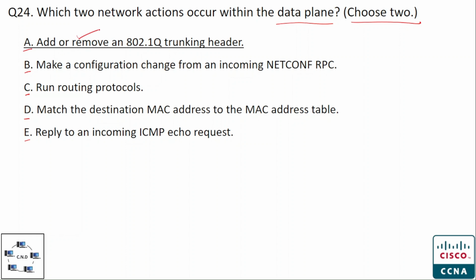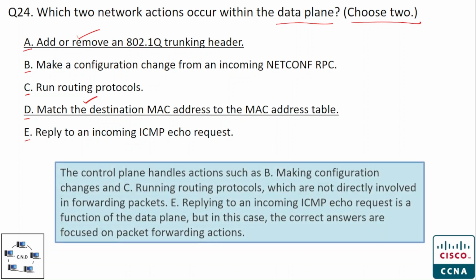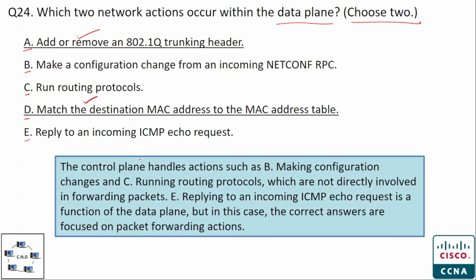Option A, add or remove an 802.1Q trunking header. And the second correct option is option D, match the destination MAC address to the MAC address table. The explanation is that the control plane handles actions such as option B, making configuration changes, and C, running routing protocols. So B and C are basically control plane functions which are not directly involved in forwarding packets. Option E, replying to an incoming ICMP echo request, is a function of the data plane, but in this case, the correct answers are focused on packet forwarding. That's why the correct answers are A and D.